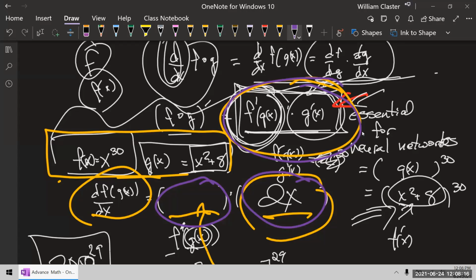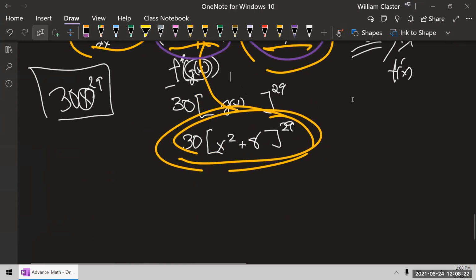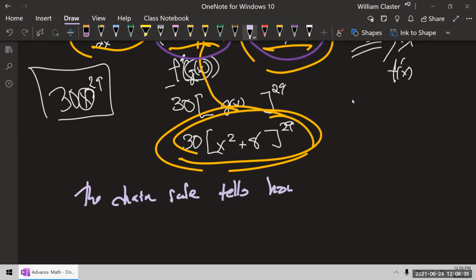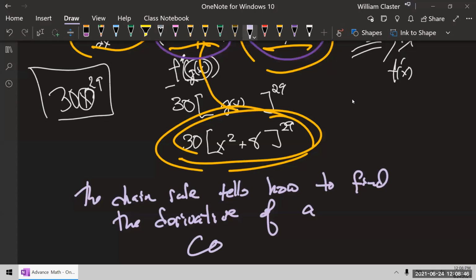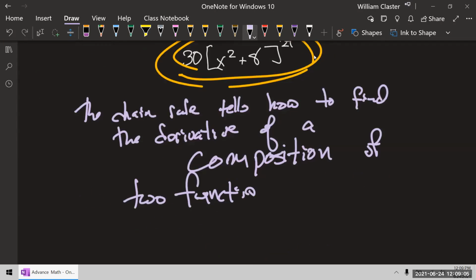And the chain rule tells us how to find the derivative of a composition of two functions. Okay, and the rule, once again, I'll write it the second way.